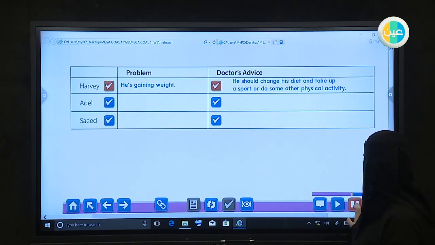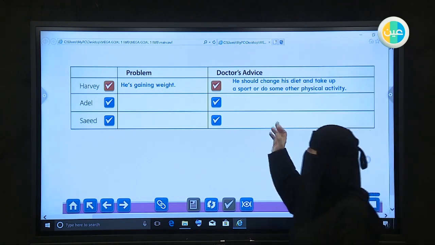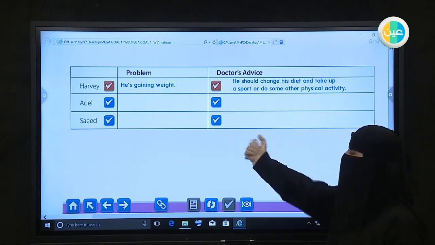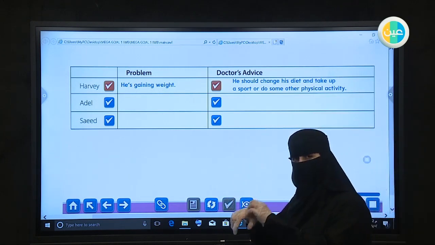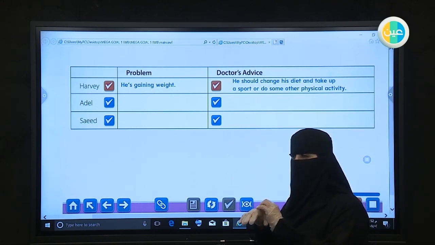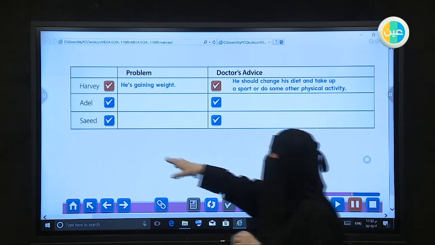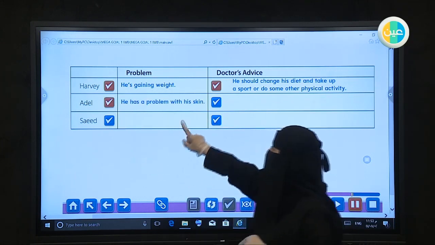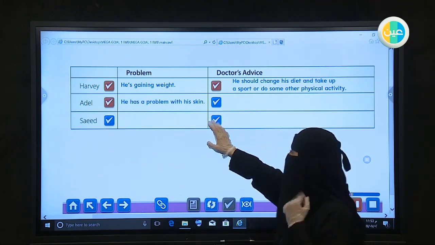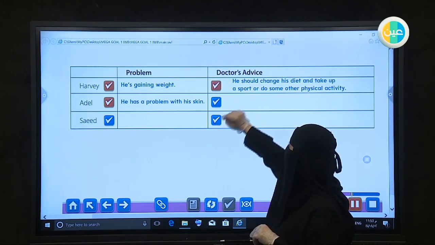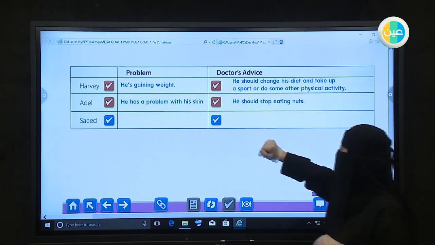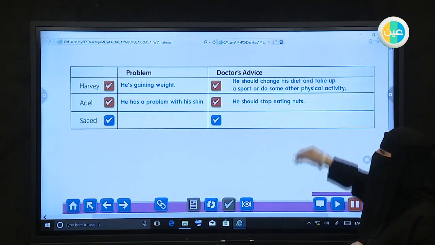So this is the conversation between Adel and Dr. Weiss. He has a problem: he is scratching his skin and feeling something bad. Let me check what his problem exactly is. He has a problem with his skin. That's what I discussed before. And what is the doctor's advice? He advised him he should stop eating nuts.